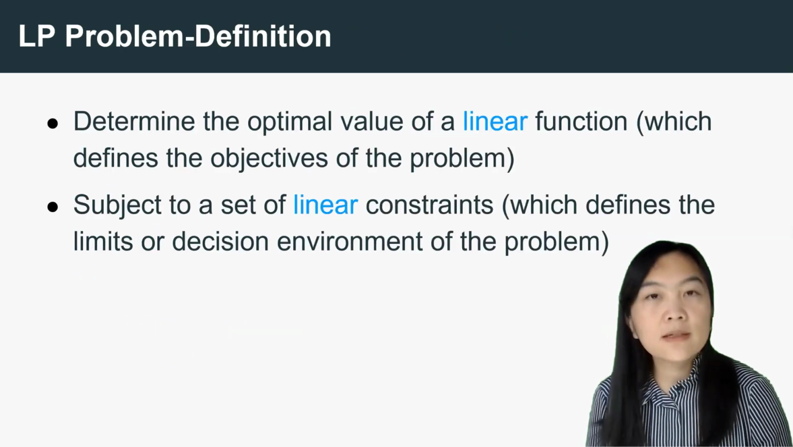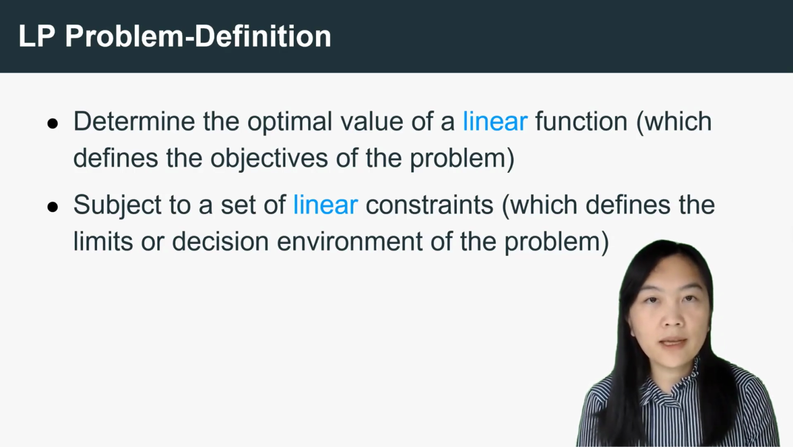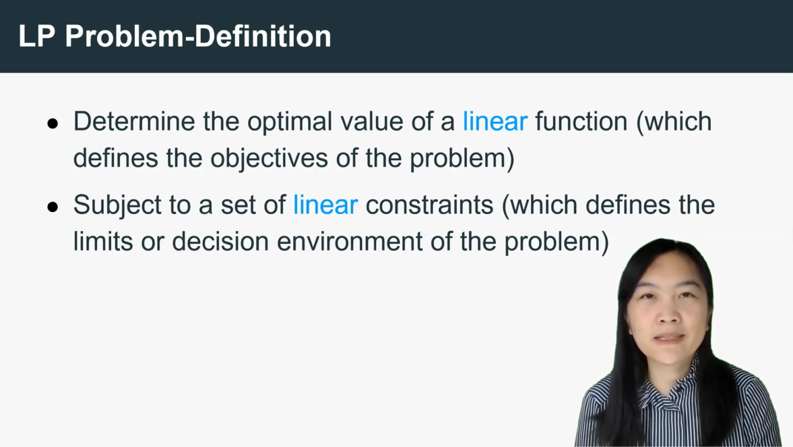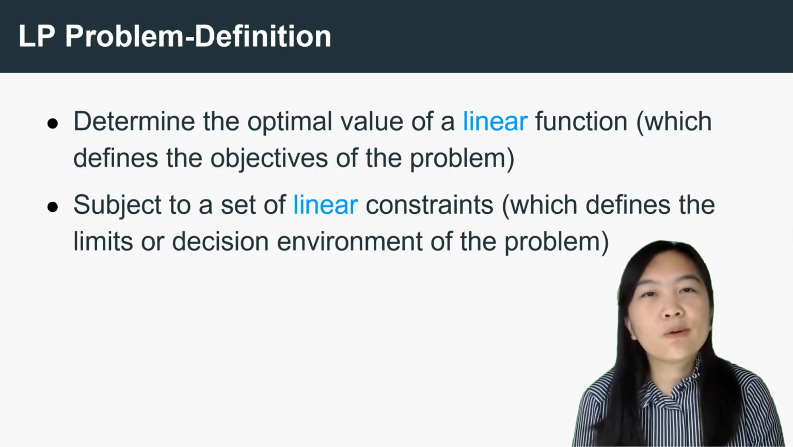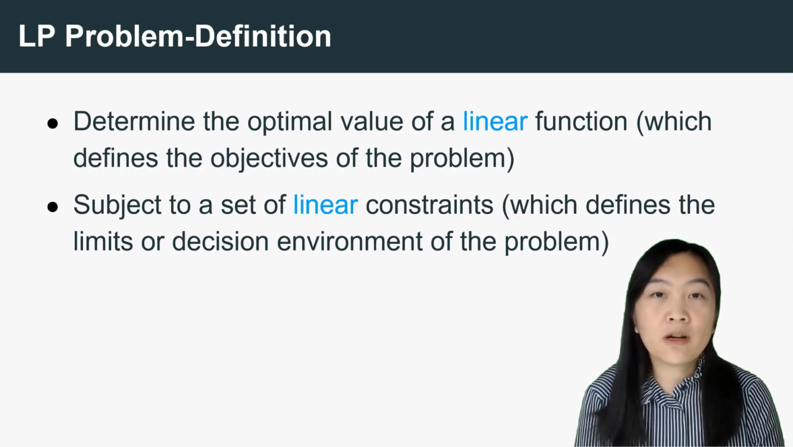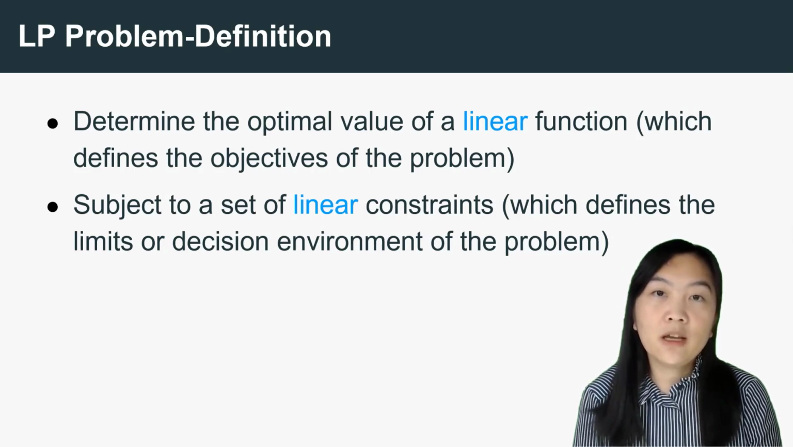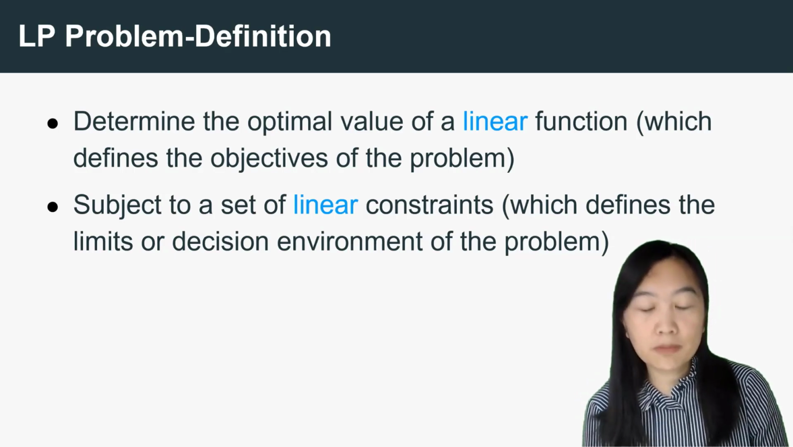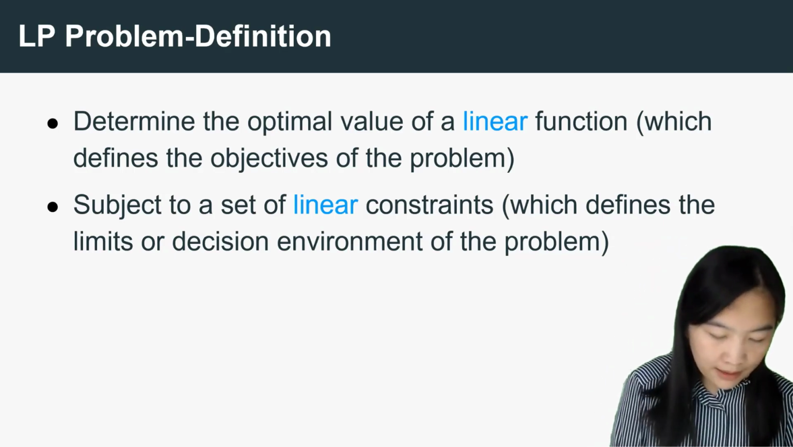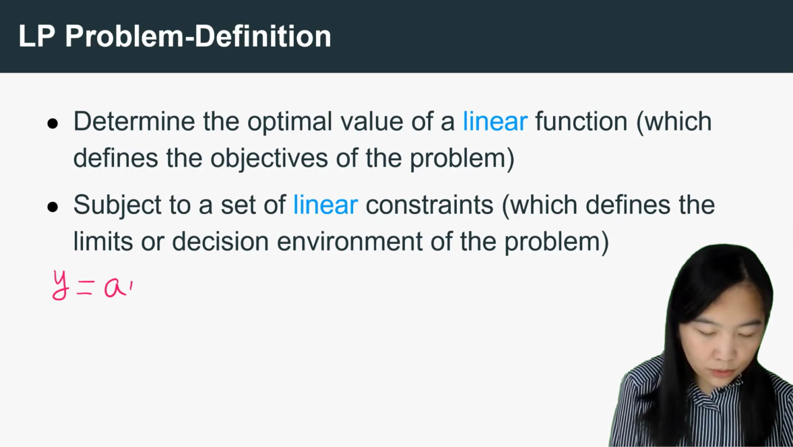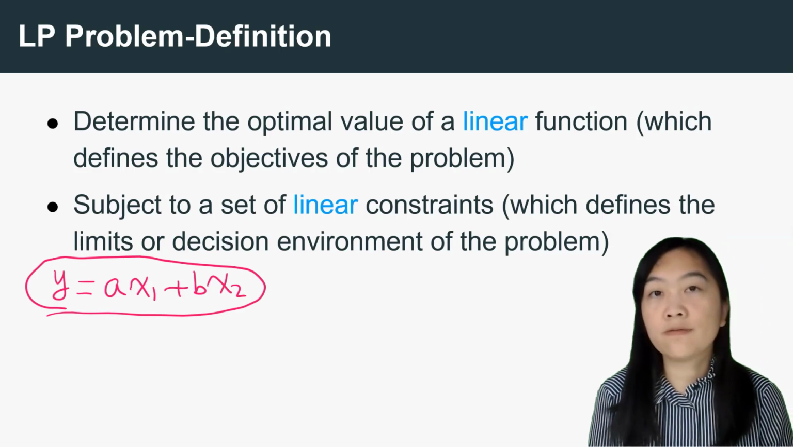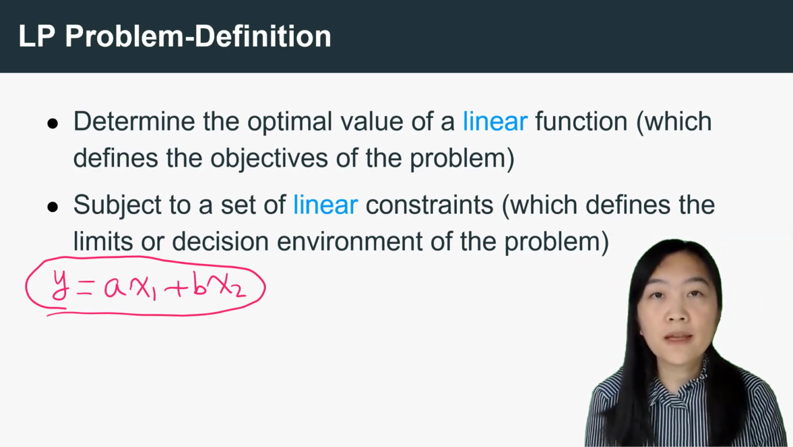So first, what is a linear programming problem? Basically, you can tell from the name that linear must be an important property. Usually for a linear programming problem, you have to determine the optimal value of a linear function, which defines the objective of the problem. For example, y equals ax1 plus bx2. This is a production function, and it's a linear production function. We explained at the beginning of this course what's linear and what's nonlinear.